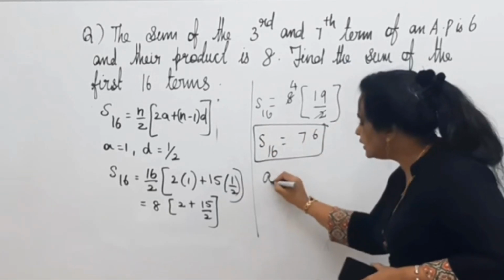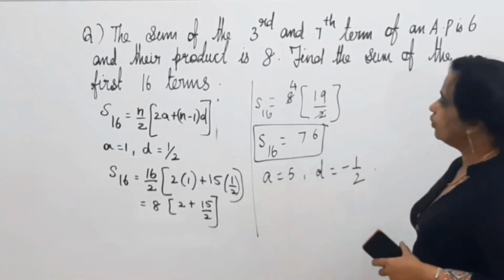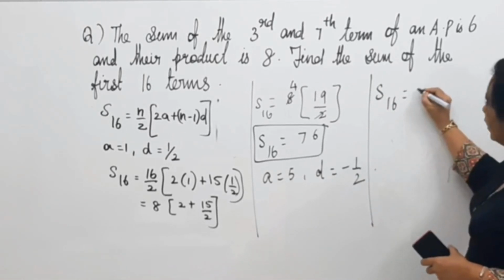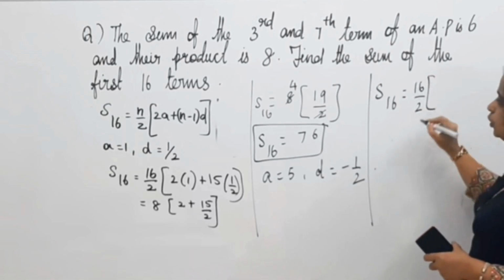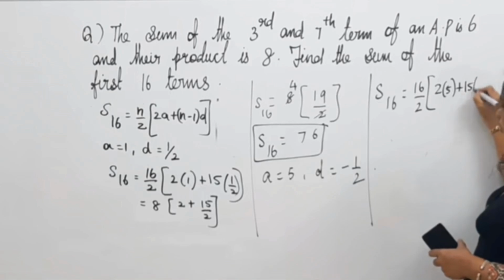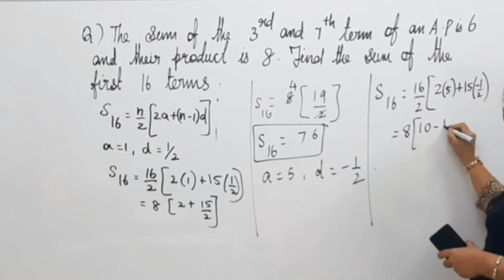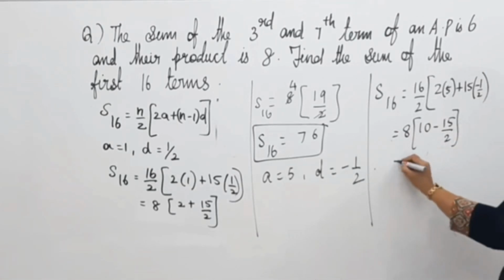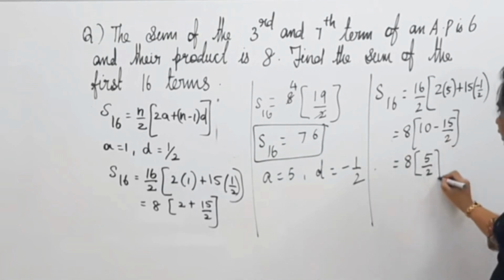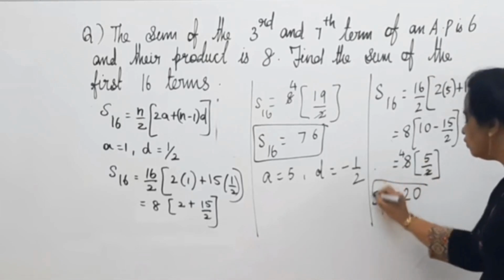Now, when A is equal to 5 and D is equal to minus half, I will get my Sn, that is S16 is equal to n by 2, 16 by 2 into 2 into A is 5 plus n minus 1, that is 15 into D is minus 1 by 2. So that's equal to 8 into 10 minus 15 by 2, which is equal to 8 into 20 minus 15, that is 5 by 2, and this gets cancelled. 4 5s are 20. So S16 is equal to 20.